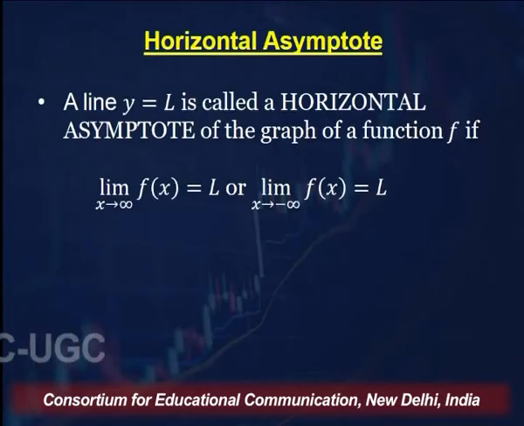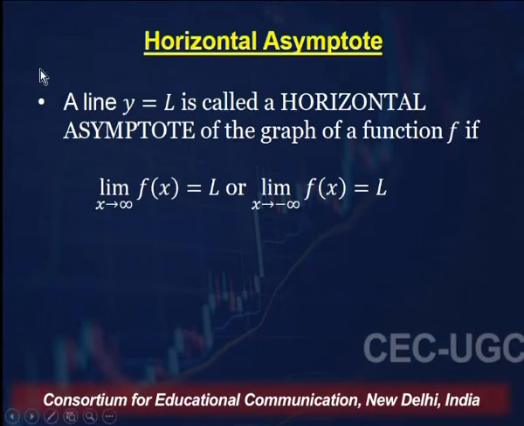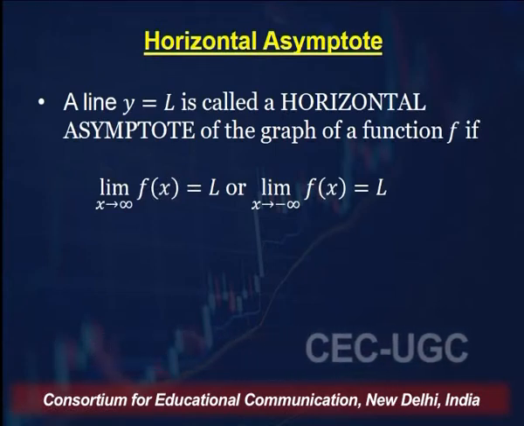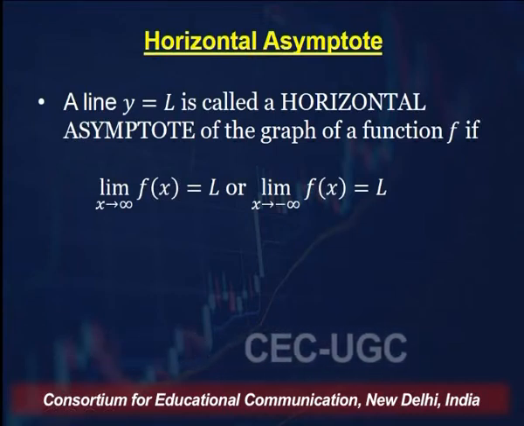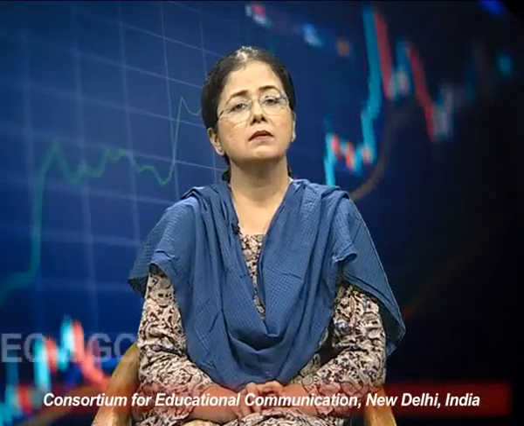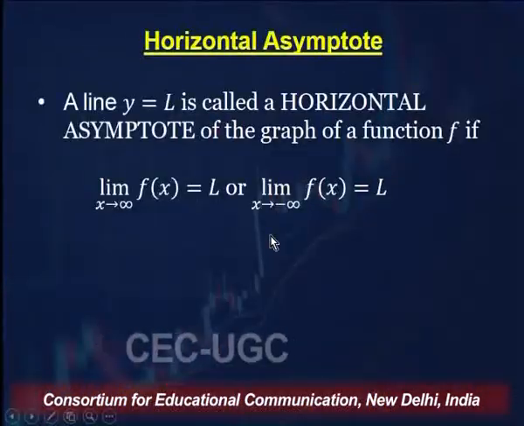Let's now talk about what a horizontal asymptote is. Because it's a horizontal line, it's specified by the y coordinate. Basically, y equal to L is a horizontal asymptote if, as x tends to infinity or as x tends to minus infinity, the function tends to this limit L. So for a horizontal asymptote, we are talking about the end behavior of a function, right? We're talking about what happens to the function as x tends to infinity or minus infinity.